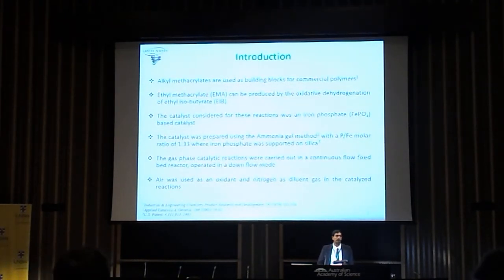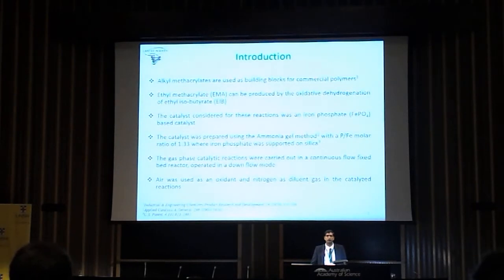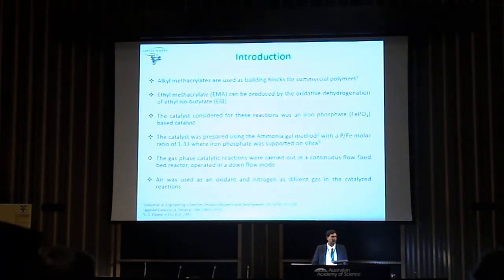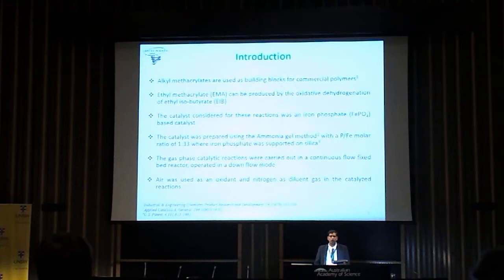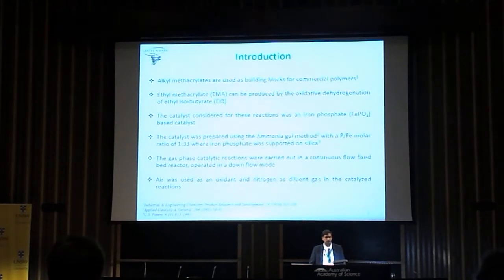To give a little introduction, my project is about preparing alkyl methacrylates, which are important precursors in the manufacturing of polymers, dyes and adhesives. The oxidative dehydrogenation of isobutyric acid over the iron phosphate catalyst, prepared by the ammonia gel method and supported on silica, is a more viable route for the production of ethyl methacrylates.